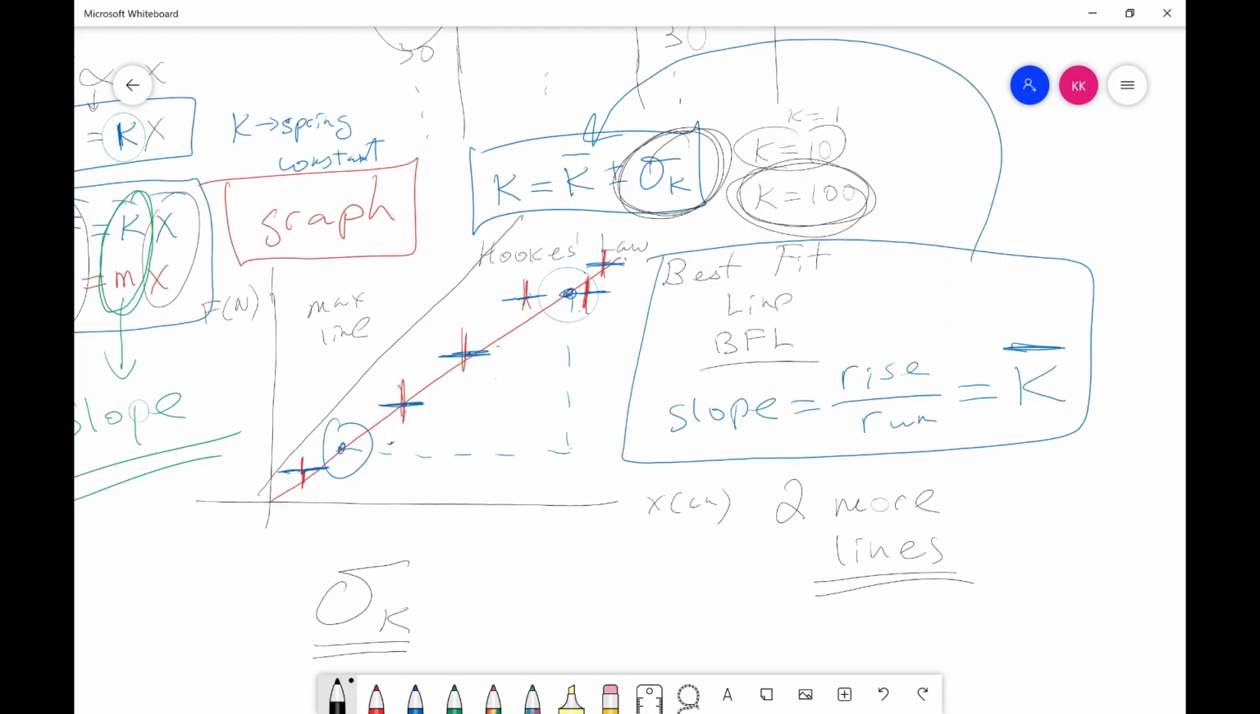Remember, the red one is the best fit line. So then this is the maximum line. And then you're also going to have a minimum line. Minimum line goes below all of your data points. So basically something like that.